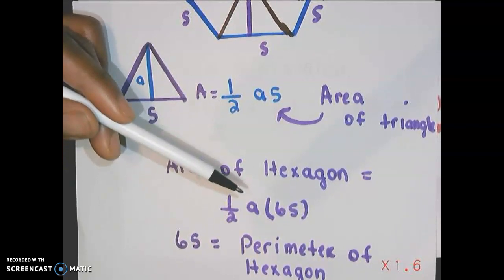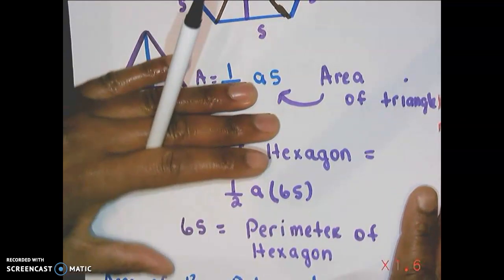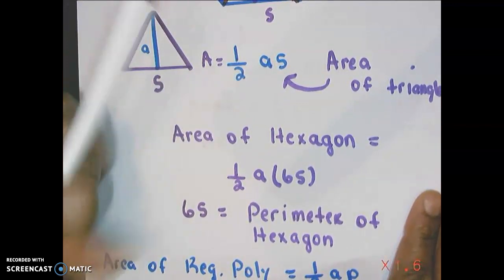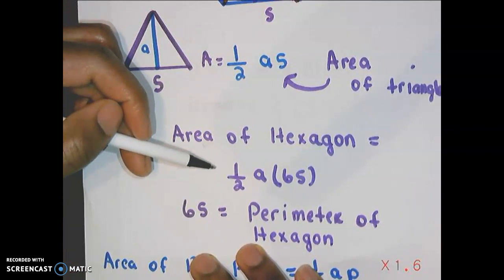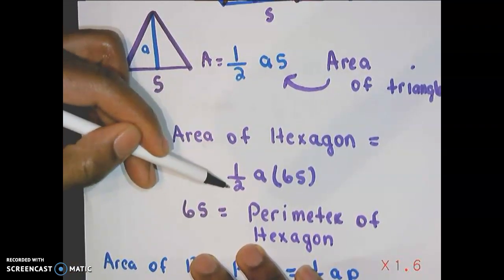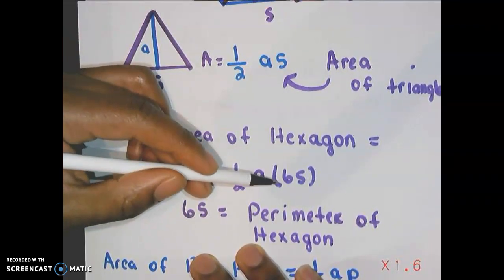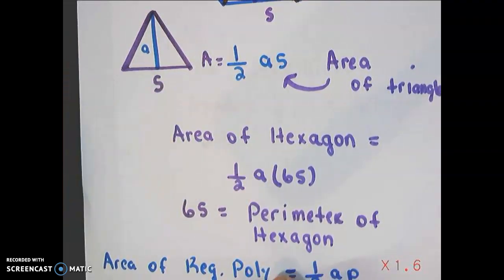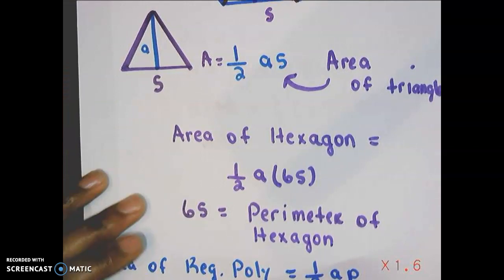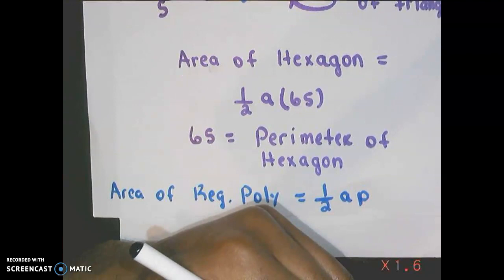And if I want to find the perimeter of the shape, I just have to keep adding the sides. So that's what the 6S is going to represent. It's going to represent the perimeter of the hexagon. So you can see that if I wanted to find the area of the hexagon, I could just take 1/2 the height, which is the opposite, and multiply it by the perimeter of the shape. And so that should give me the area of the hexagon.